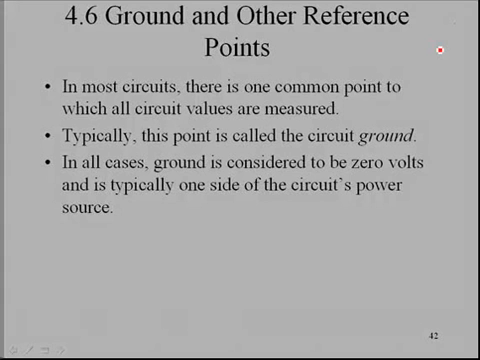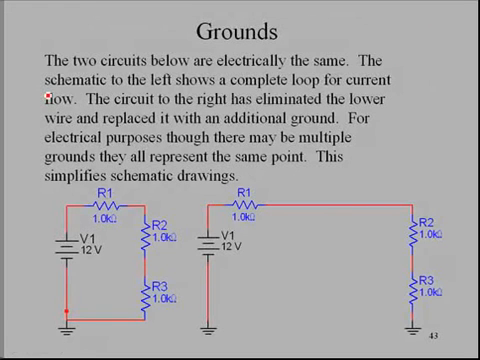We are in the final section of Chapter 4, 4.6, Grounds and Other Reference Points. In most circuits, there is one common point to which all circuit values are measured. Typically, this point is called the circuit ground. Usually, it looks kind of like that. In all cases, ground is considered to be 0 volts and is typically one side of the circuit's power source.